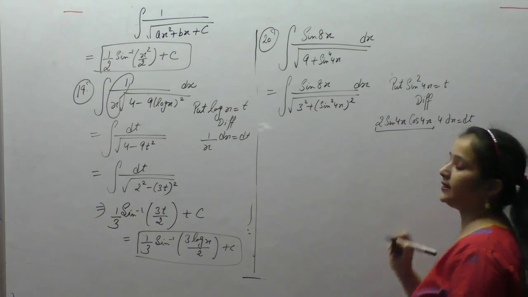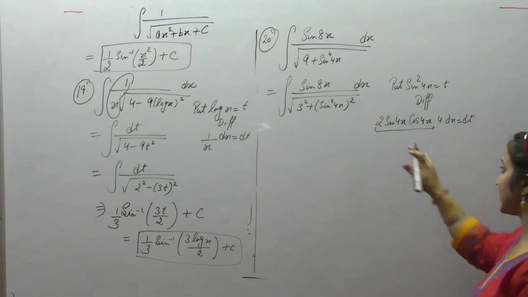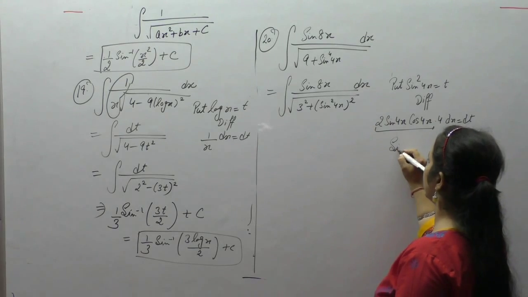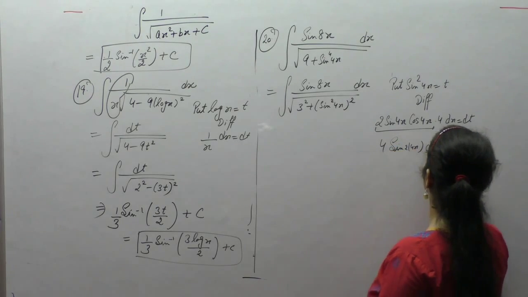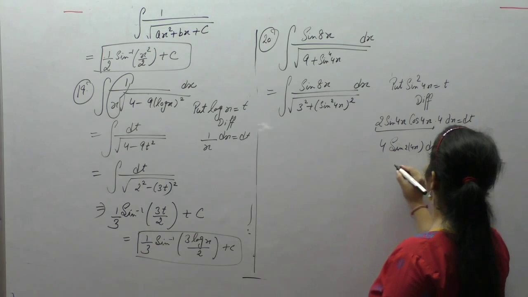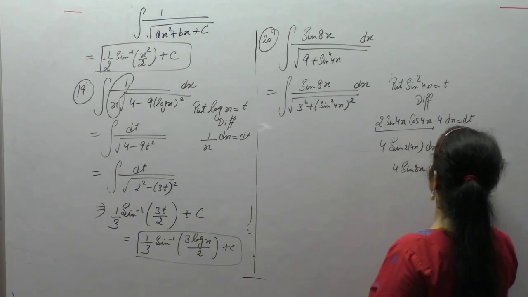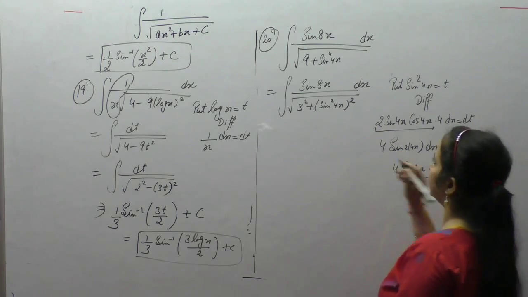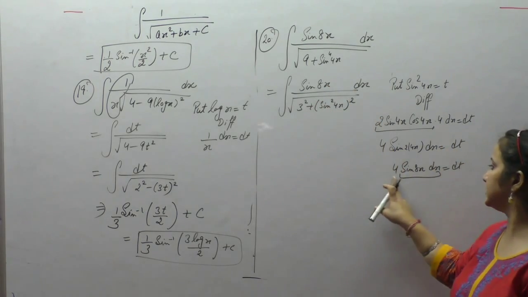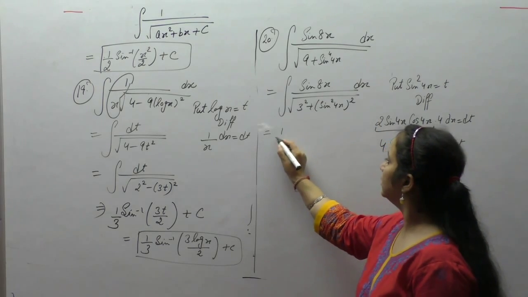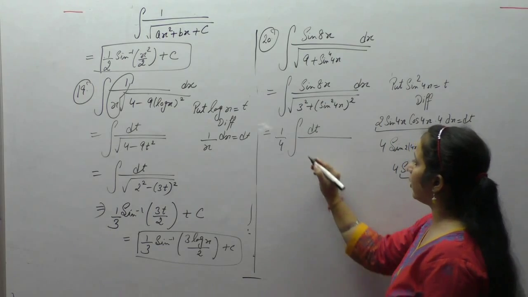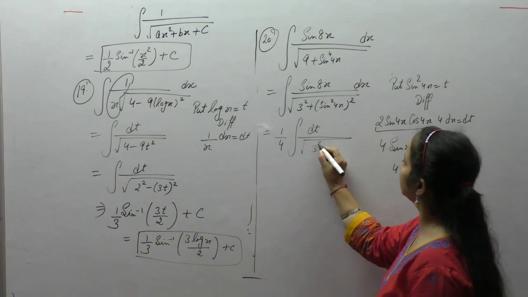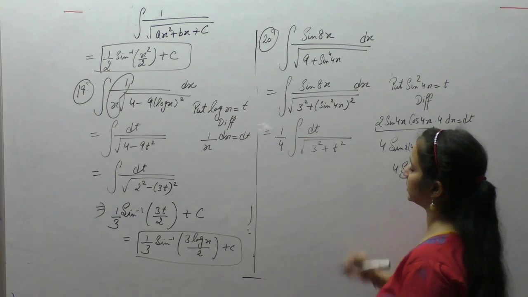2 sin a cos a, that is, 2 sin x cos x is sin 2x. Sin 2 into 4x, that is sin 8x, so 4 sin 8x dx is dt. Sin 8x dx is dt upon 4, so 1 upon 4 dt upon square root of 3 square plus t square.